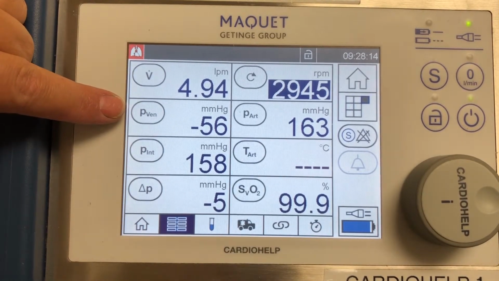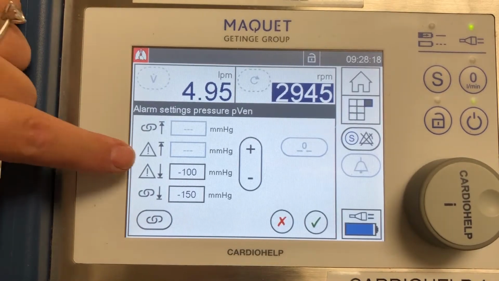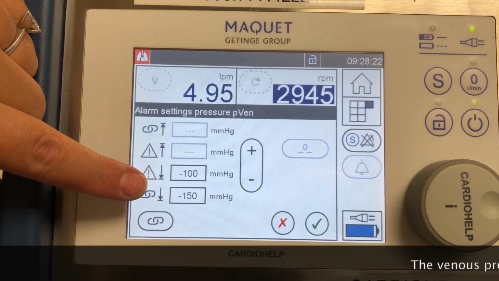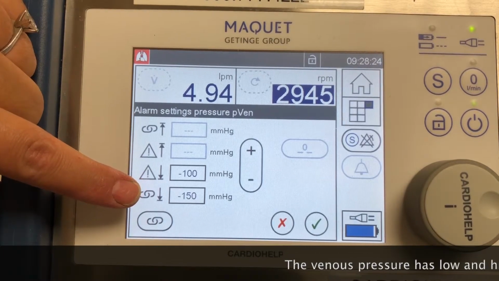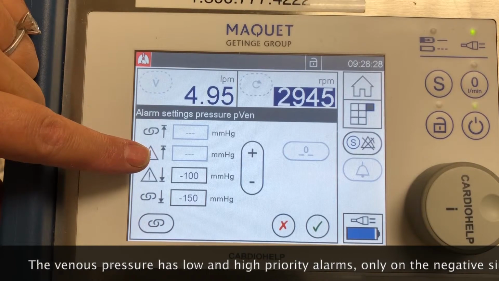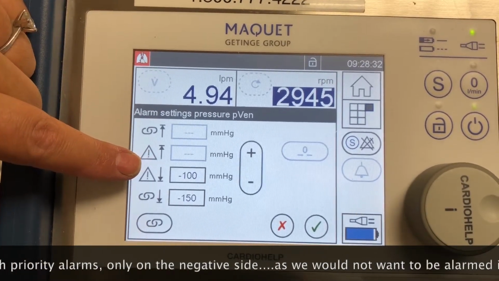Your next parameter is your venous. When you click on this little bulb right here, remember you have to click the bulb, you have two values that are set here. One is considered your low priority alarm and one is your high priority alarm. What that means is when you're on the low priority alarm, when it reaches that negative pressure, it's going to give you a yellow beep, beep, beep alarm.